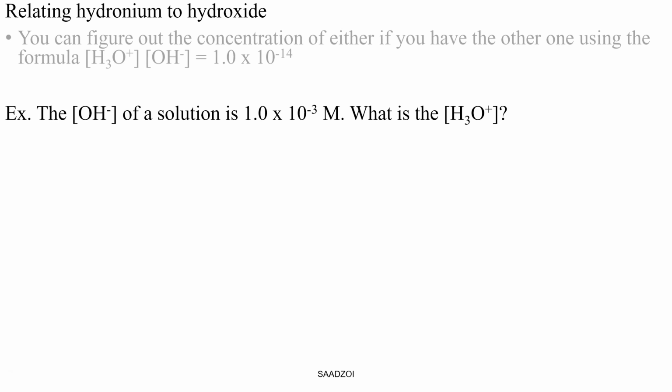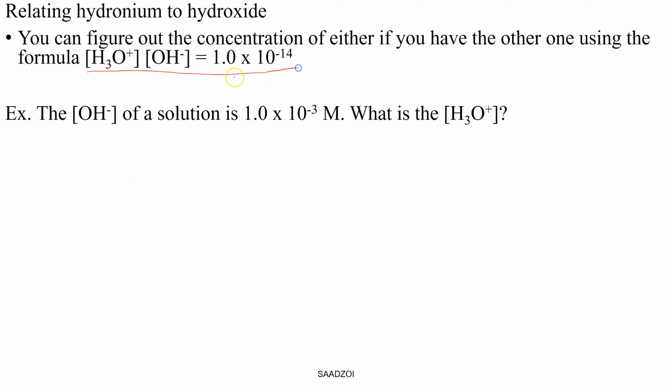Relating hydronium and hydroxide, you can figure out the concentration of either if you have one of them. The relationship is based on this formula. If I have hydronium, I can figure out hydroxide. If I have hydroxide, I can figure out hydronium. How? Whatever number you're given, take 1 times 10 to negative 14 and divide it by the number that you're given. That's the way the math works.